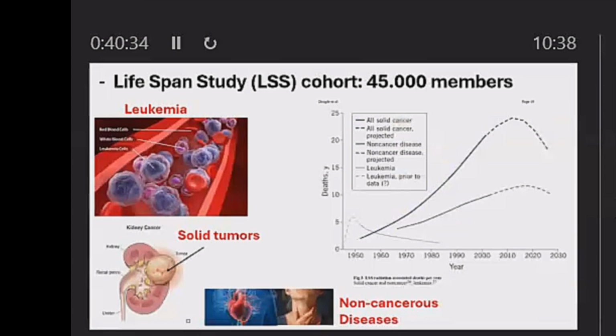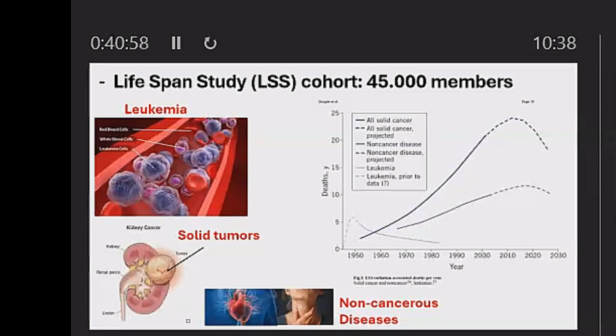The Life Span Study has maybe 120,000 members, but some people are sort of discounted because there's a problem with them. But there are about 45,000 members that the best data comes from, and they've been followed throughout their lives. They're atomic bomb survivors, about 45,000 of them.